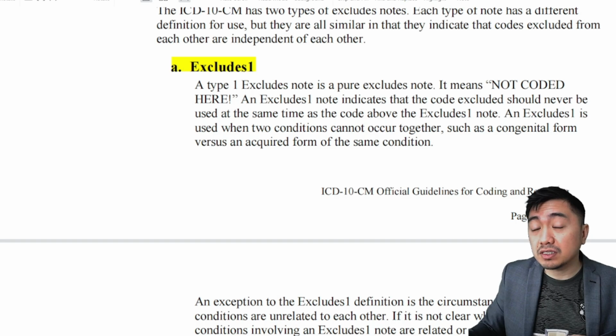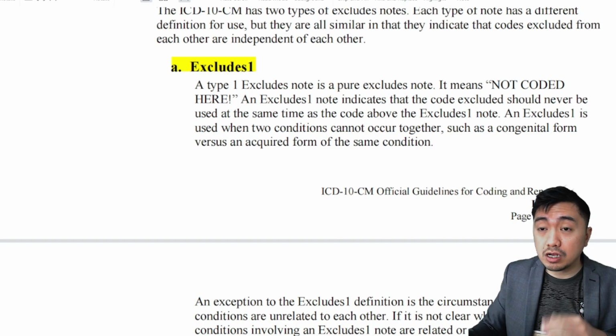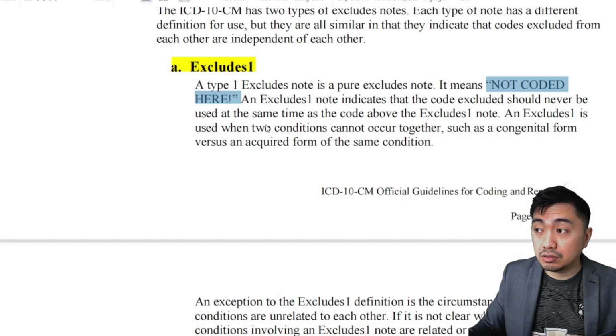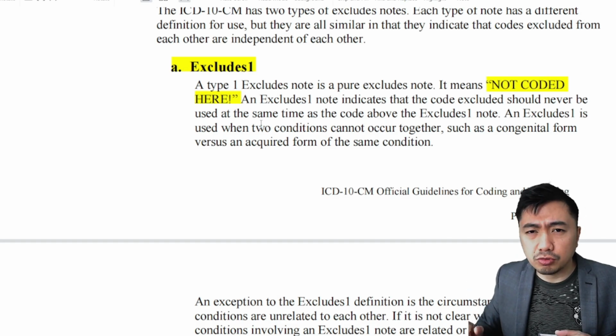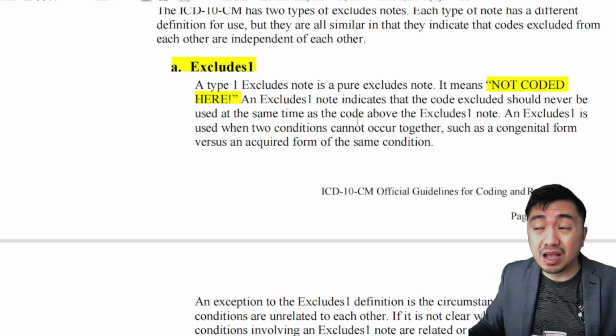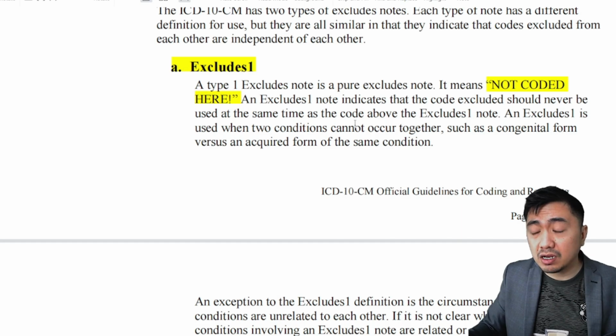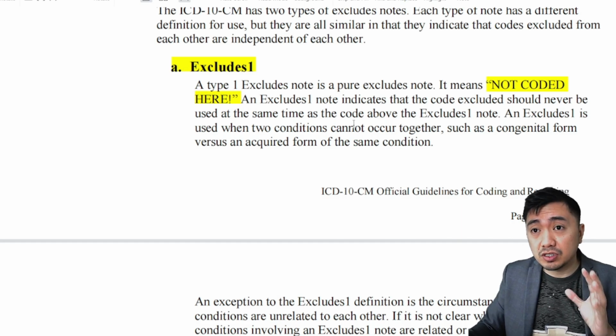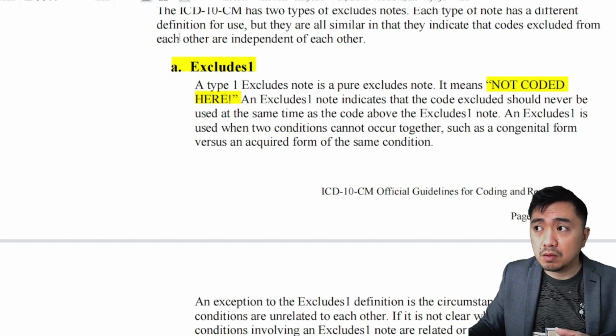So basically, if a certain code has excludes 1 notes under it, that means you cannot code them together, all right? It's written here in capitalized letters. The book is like shouting to you, not coded here. So it indicates that these two conditions cannot occur together at the same time. You can query the provider if the doctor thinks that the two conditions are unrelated to each other, all right? But again, if it's not clear, always query the provider. But basically, if you have an excludes 1 note, you cannot code them together, okay?